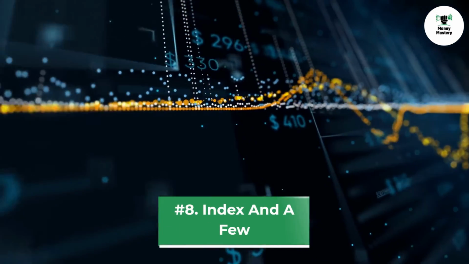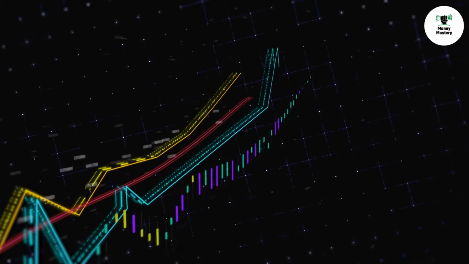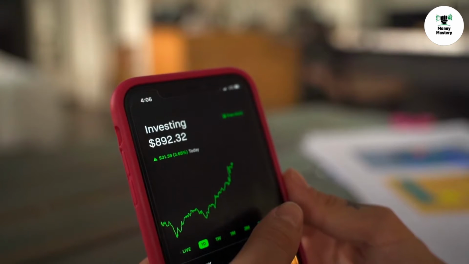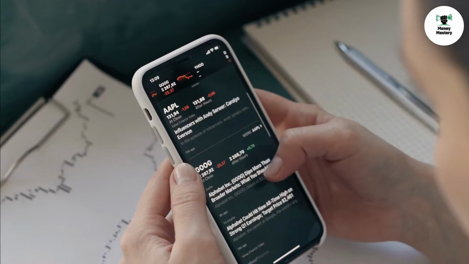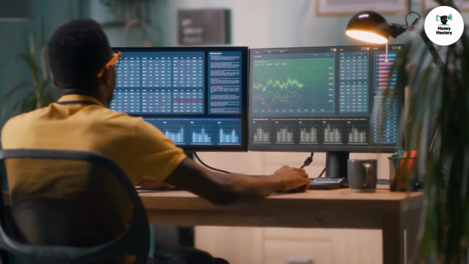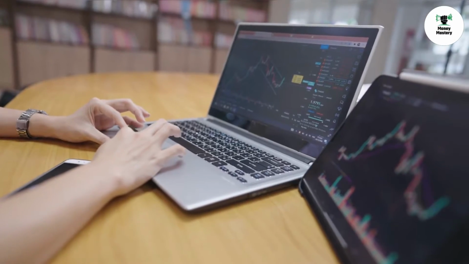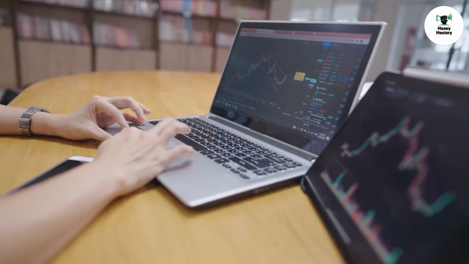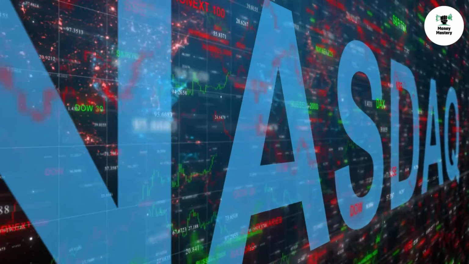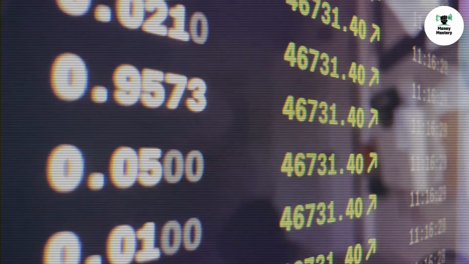Number 8. Index and a few. Using the index fund technique and then adding a few minor investments to the portfolio is known as the index and a few strategy. If, for instance, you believe that Apple and Amazon are well positioned for the long term, you might invest 3% of your portfolio in each and have 94% of your assets in index funds. This is an effective technique for beginners to stick to a largely lower risk index strategy while increasing their exposure to certain stocks they prefer.